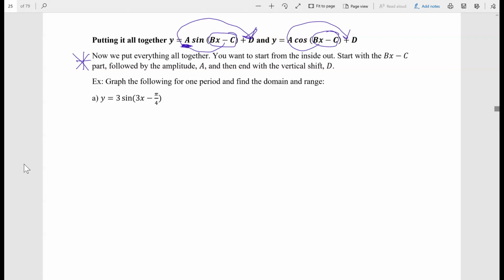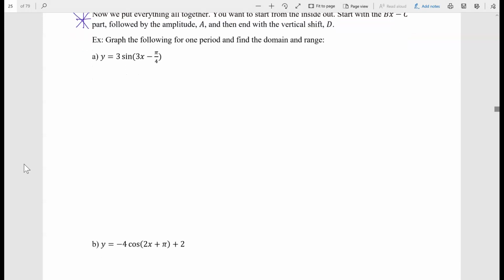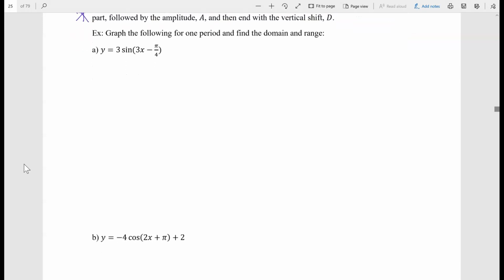So here we want to graph 1 period, and we want to find the domain and the range. The first thing to deal with is the inside, so that's what we're going to be dealing with first. We know that one cycle is going to be between 0 and 2 pi. So that's where one cycle exists for the sine curve. We have 3x minus pi over 4 as our argument. We're going to ignore the 3 for now, for the amplitude.